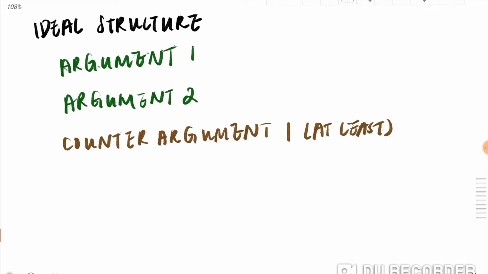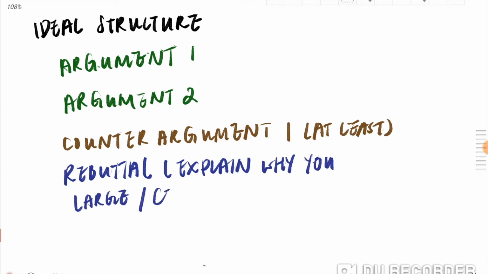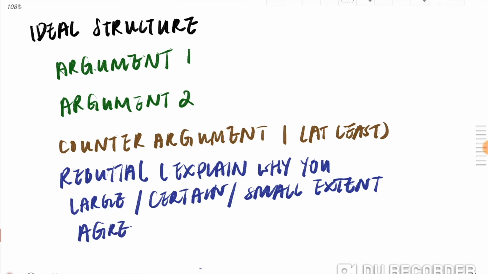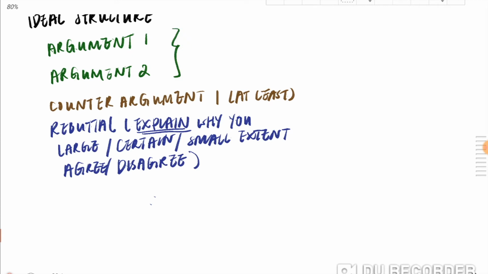Some arguments that your opposition side, or those who disagree, will point out, and then you do a rebuttal by explaining why, despite you seeing these different disagreements, you still think that it's a large extent valid statement or question. So you need to explain why you choose a large, certain, small extent, agree or disagree in the rebuttal section based on counter arguments.